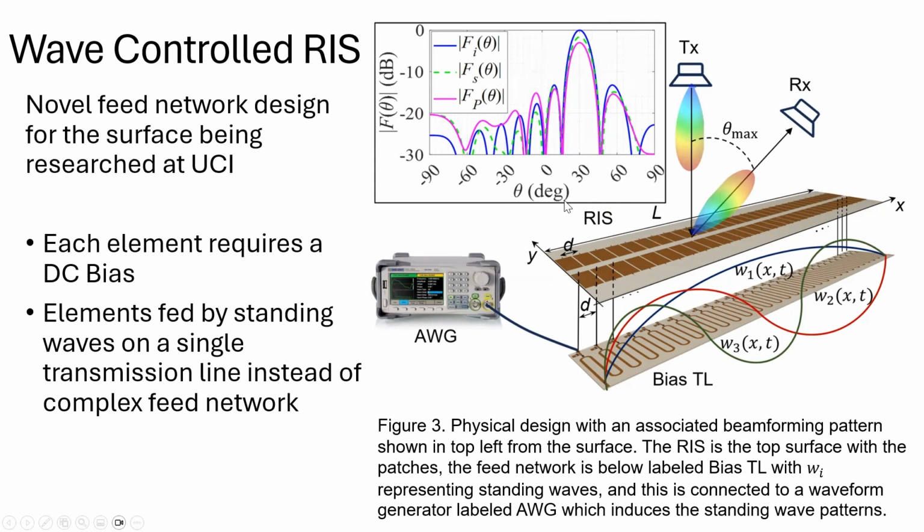The novelty of our design, however, is that each of these elements requires a bias network to apply a DC bias to each of the elements. However, we've designed a transmission line. Instead of having a specific transmission line that is connected to each single element, we've designed one single transmission line that can be connected to all of the elements, on which we excite standing waves. And from these standing waves, we can optimize so that we'll have specific DC biases at each antenna element. These standing waves are excited by this waveform generator as seen on the left.